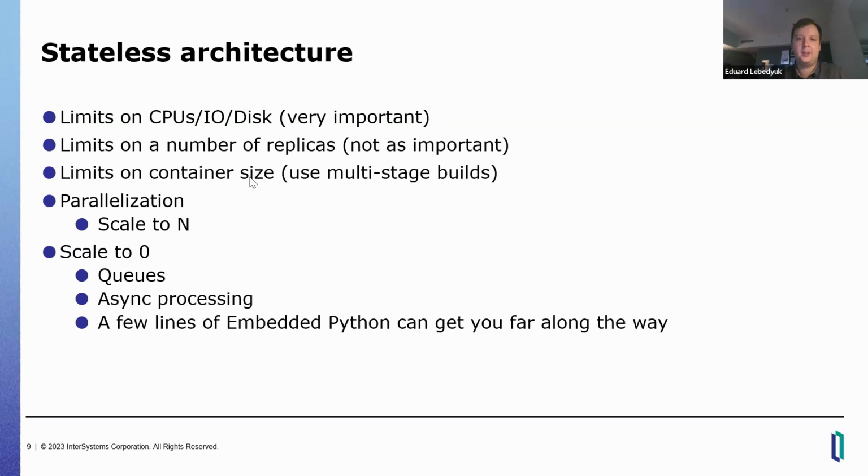So, limits on container size. Some of the more opinionated orchestrators limit container size. For example, UpRunner, I think, has a limit of 5 gigs, which is very close. Use multi-stage builds. They definitely keep the container size to the minimum.